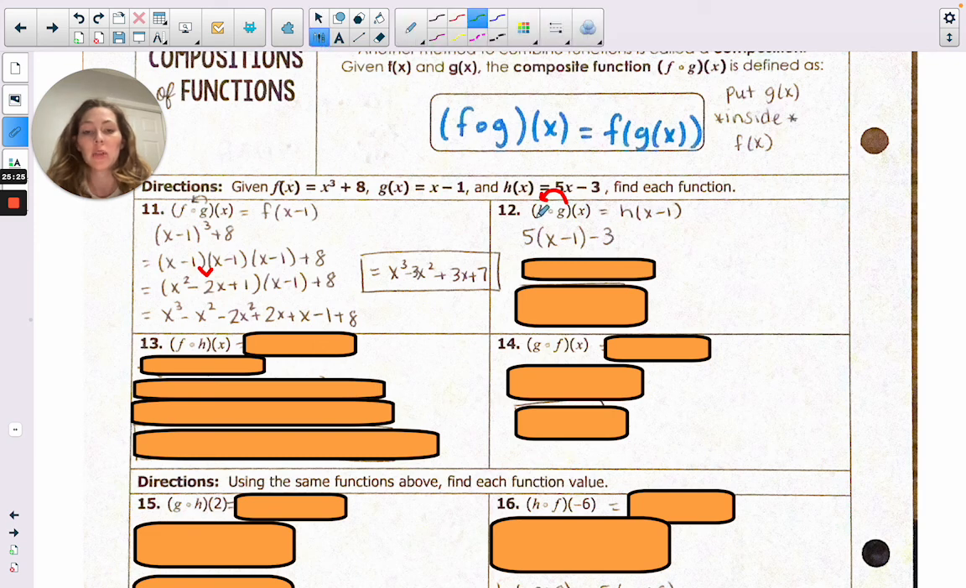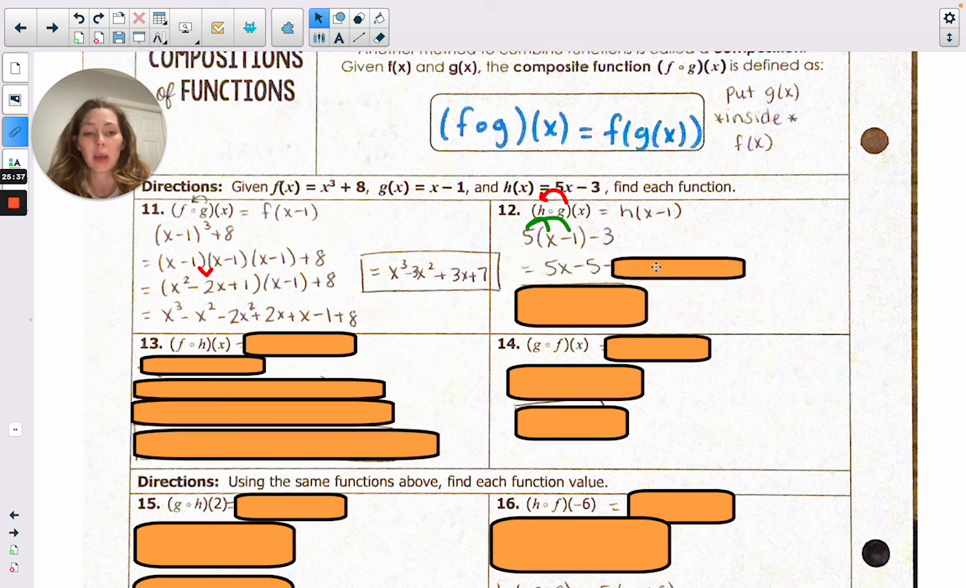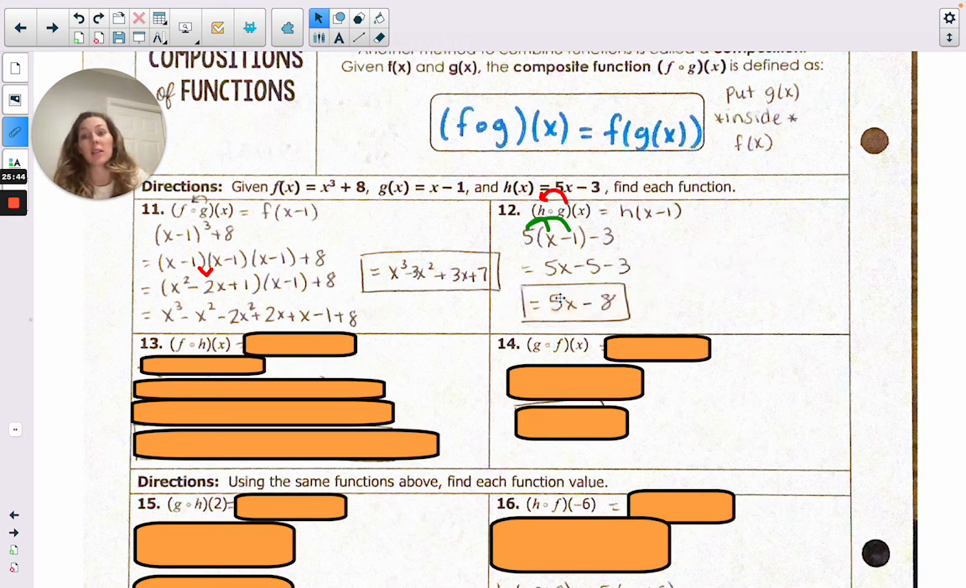So then what you need to do is distribute. So you're going to do 5 times x, 5x, 5 times negative 1, negative 5, and bring a negative 3 down. So 5x minus 5 minus 3. Combine like terms, which is just right here. 5x minus 8. That one was a lot simpler than 11.